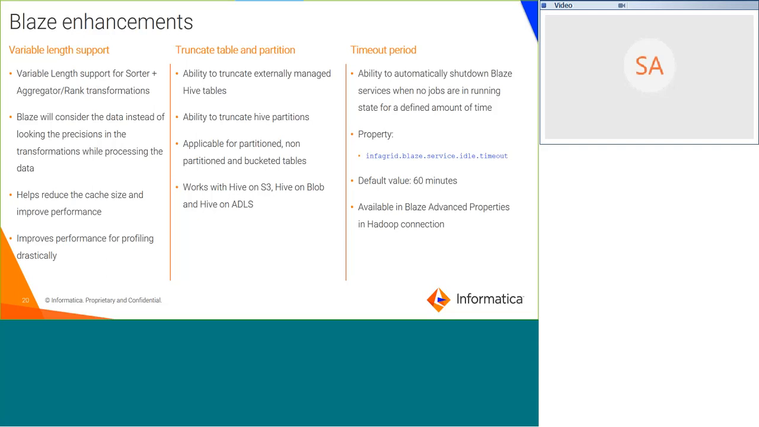There are some other enhancements we have done on Blaze which are coming up with the truncate table and partition support, especially for some things around Hive on S3 and a blob. And then we also added a timeout property, right? So this is another feature which our customers were asking for: if none of my jobs are running on a Hadoop cluster, please shut down the Blaze infrastructure services. So now with 10.2.1, you will also have a way of giving a timeout period, and once the timeout period is reached, we will be shutting down the Blaze infrastructure services.